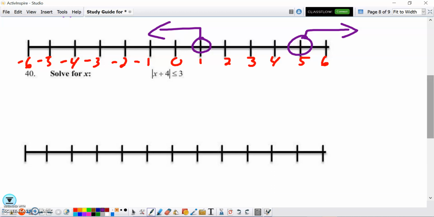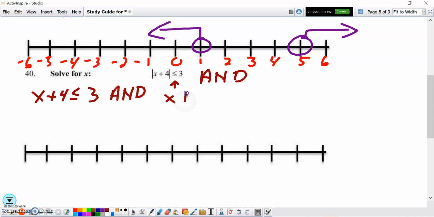All right, this one, again, looking at your inequality, that's telling us it's less than. It's the absolute value of x plus 4 is less than. That tells me it's an AND situation. So we're going to rewrite this. Don't forget to flip and change the sign. All right, all we have to do is subtract 4. So here we get x is less than or equal to negative 1. Here we subtract 4, we get x is greater than or equal to negative 7.